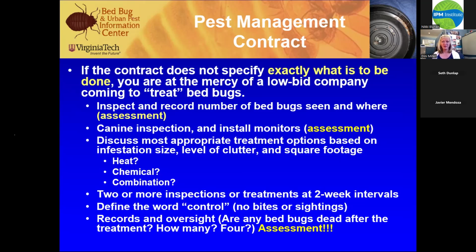So ask your pest control company or whoever is doing the inspection how it's going to be done. You also want to install monitors in a particular room. I'll show you a picture of that so you can assess what might be wandering around in there.